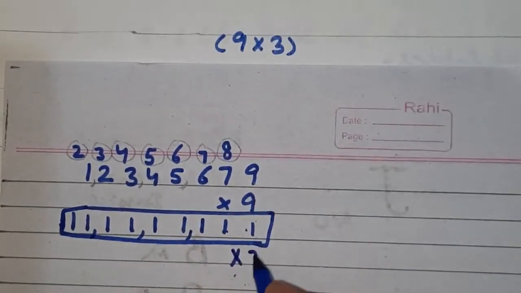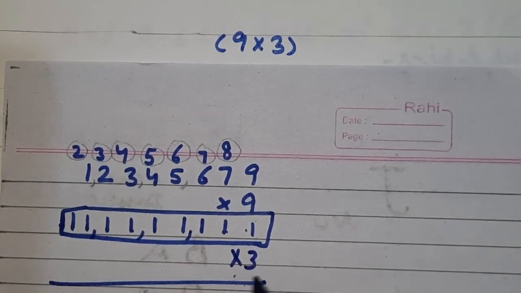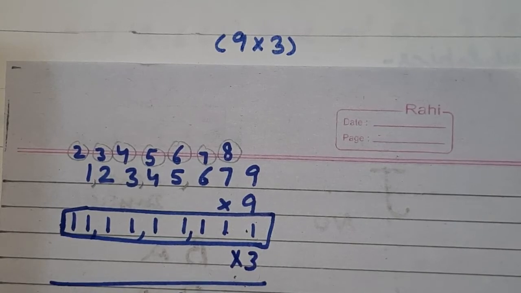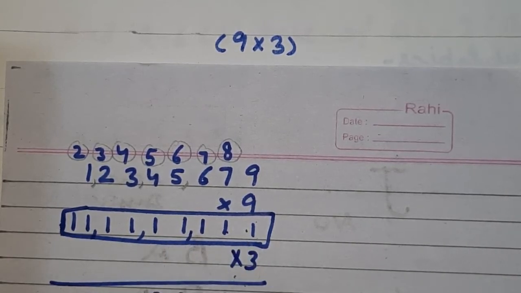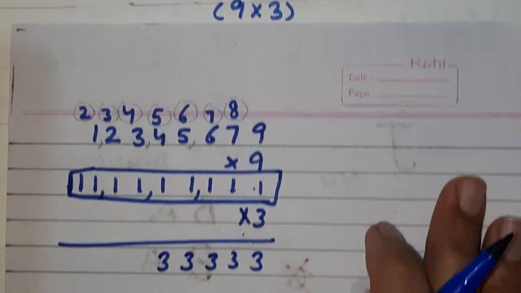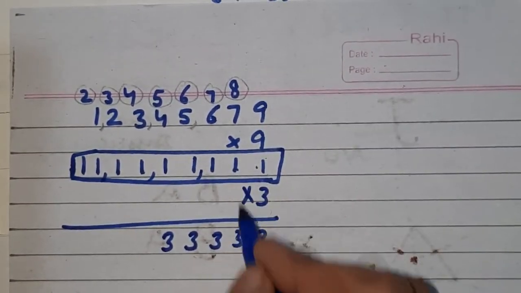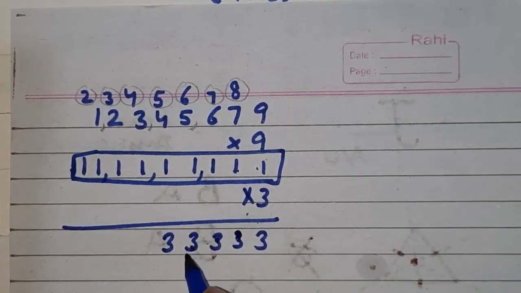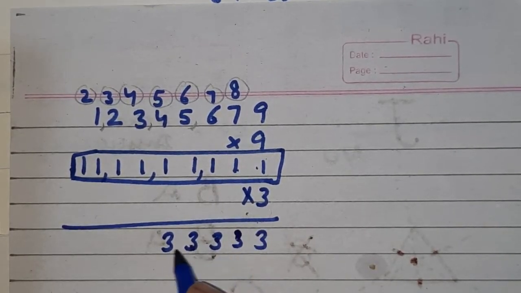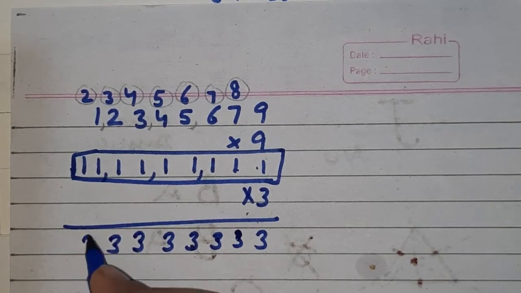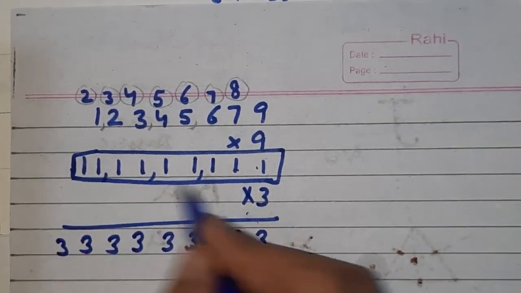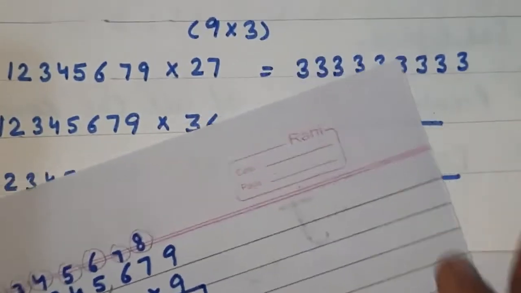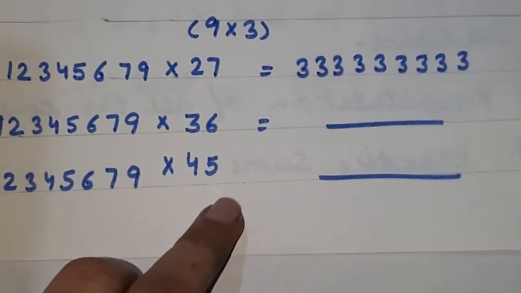When we will multiply it with 3, we will get 3 ones are 3, 3 ones are 3, and so on. Since it is 9 times, you will get 9 threes on multiplying here. 3 ones are 3, repeated, and the last 3 ones are 3. So this is your answer which you are getting in the question.